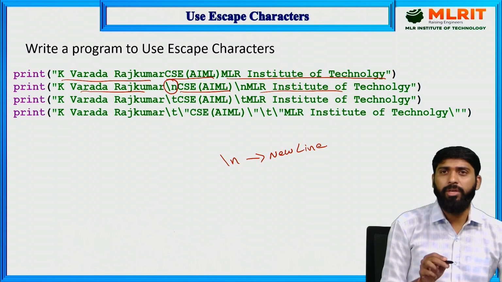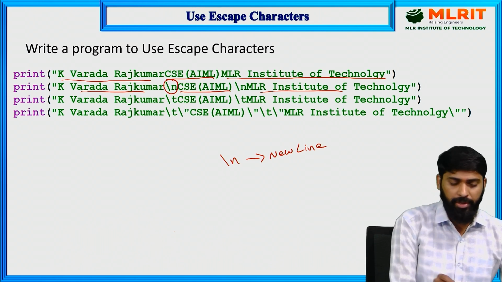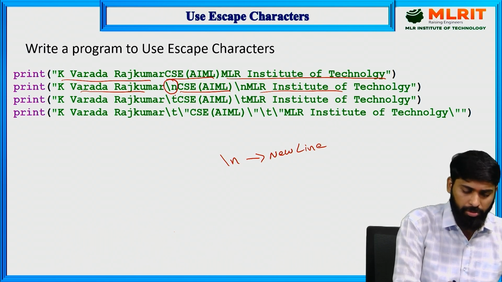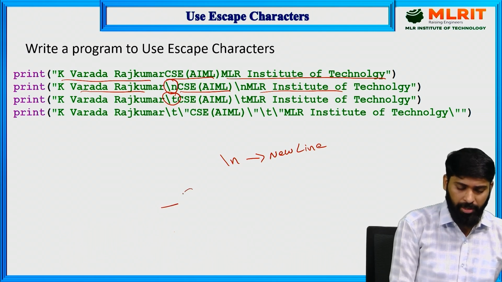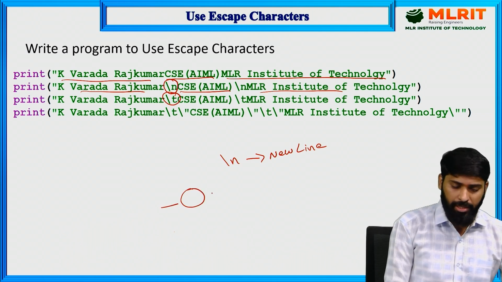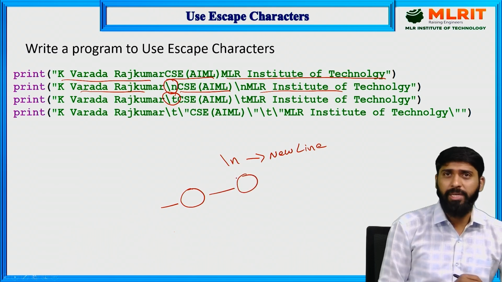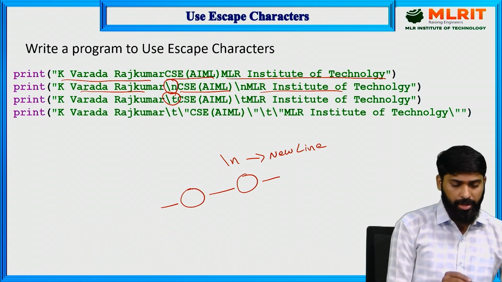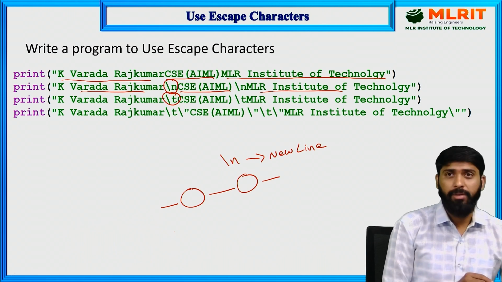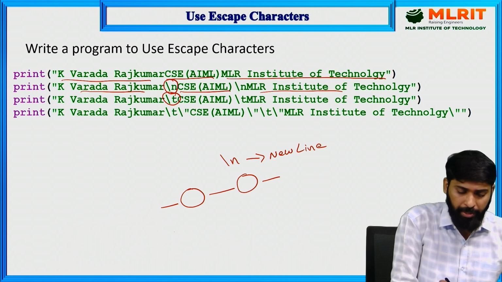Now I want to give tab space between these outputs. Then I am going to use \t. So how it prints? It prints name, then gives one tab space, then again it prints department name and one tab space, then it prints college name. Okay. So now in the last print instruction, I want to print double quotation.